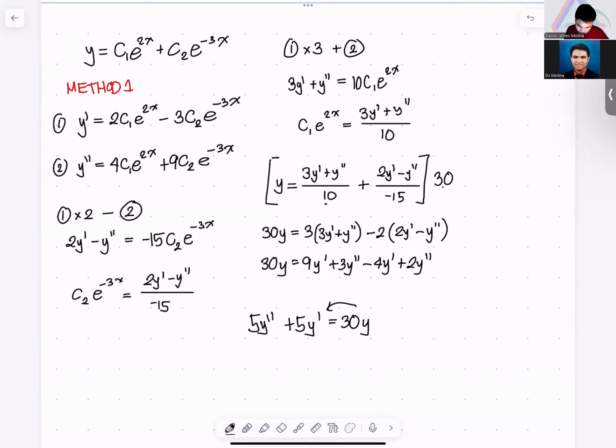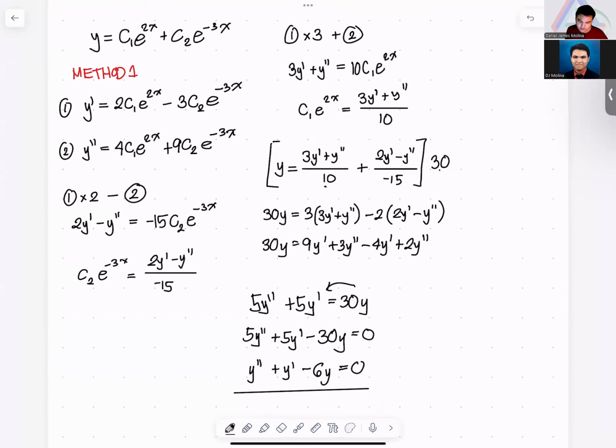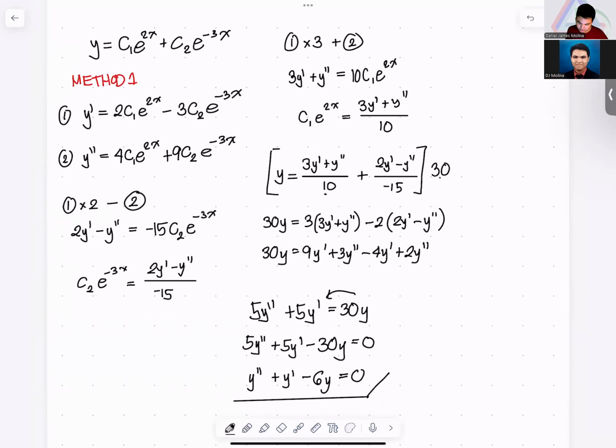Okay, transpose to the left side: 5y'' + 5y' - 30y. And of course, there's an obvious common factor there, which is 5. So the final answer is y'' + y' - 6y = 0. And that is the answer to this question. That is the differential equation whose general solution is this bit.